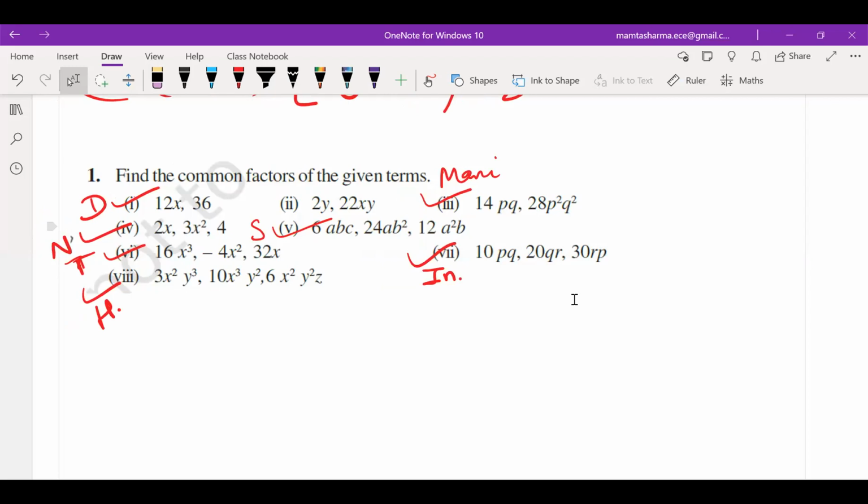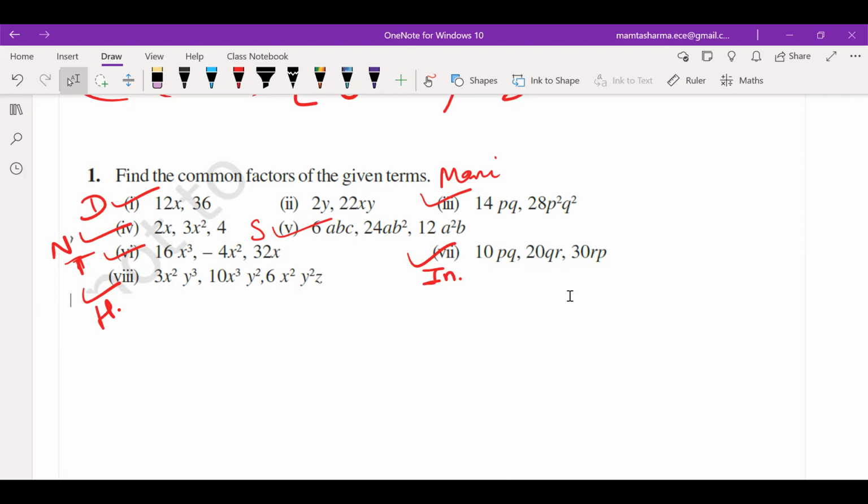Inaya, this 2 into 2, 2 times: that factor is not present in the first term, 10QR, right? No, ma'am, that 2 into 2 into 5 is for 30RP. Okay, that is for 30. So what is the common factor between these three terms? You have to find the common factor of the given terms. You have done the factorization, right? Now find the common term.